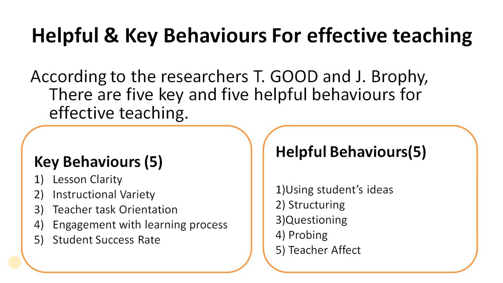Instructional variety: the teacher should apply various kinds of techniques to teach the students. Teacher task orientation: there should be a very good orientation of the teacher on his own work. Engagement with learning process: the teacher should engage himself or herself in the learning process. Student success rate: there should be a good success rate of the students. It is a kind of parameter from which we can judge the level of the teachers.